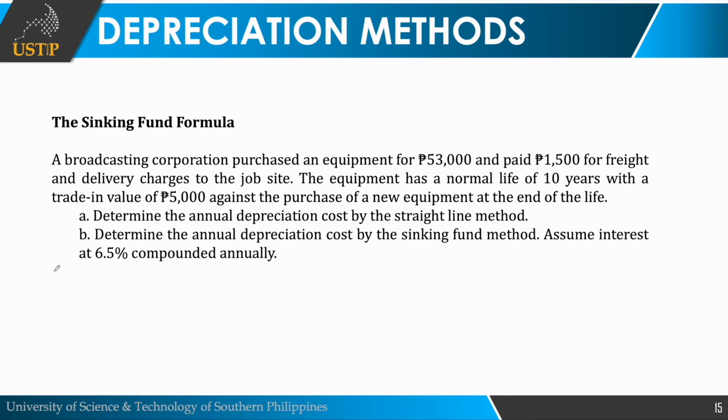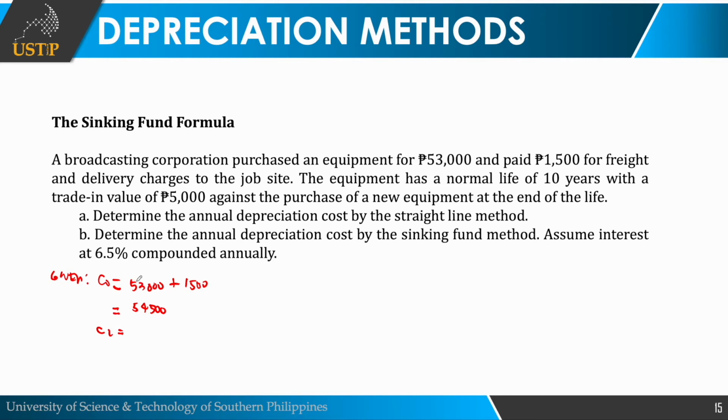We'll list the given here. We are given the original cost, the price of the equipment, which is 53,000. Then freight and delivery charges to the site, that is 1,500, for a total of 54,500. Okay, we have the salvage value.